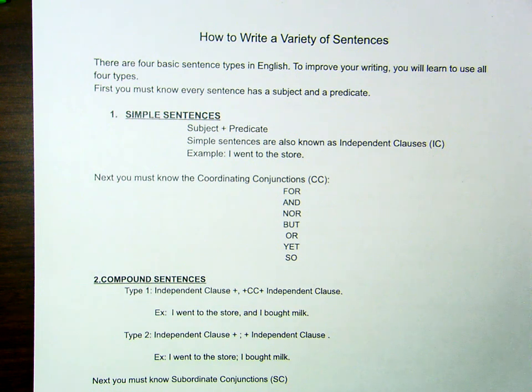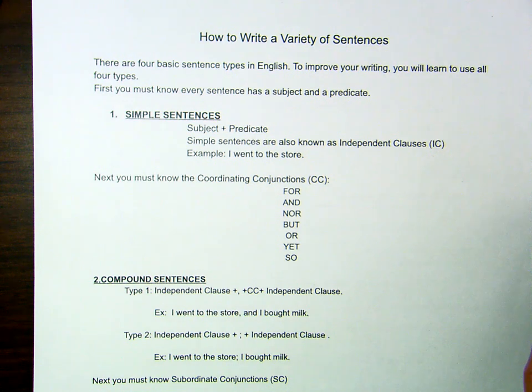It's called How to Write a Variety of Sentences, and it goes with this accompanying handout entitled How to Write a Variety of Sentences. The purpose of this video is to be a primer to talk to you and show you how to write the 4 basic types of sentences that are in the English language. Knowing how to write the 4 types of sentences will improve your writing, and you're going to be using them on your vocabulary exercises and in other assignments in class. So let's go ahead and take a look at this handout.